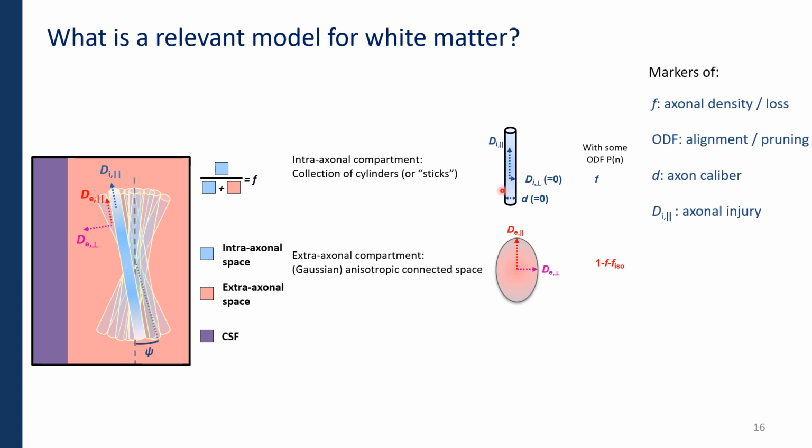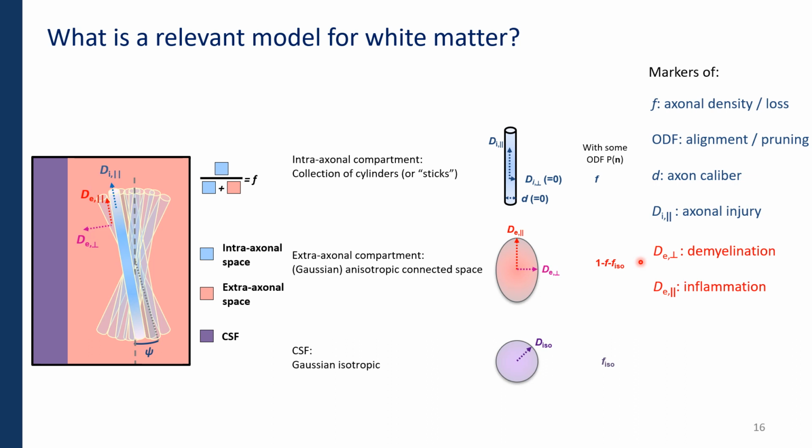Then we have water in the extra-axonal compartment that is usually modeled as an anisotropic connected space. So in axons, we have restricted diffusion. In the extra-axonal space, we have hindered diffusion because the space is connected, so there is no hard boundary. And this is characterized by two diffusivities, radially and parallelly to the axon bundle, and of course a relative water fraction as well. The extra-axonal radial diffusivity is typically a very good marker for demyelination and the parallel one rather for inflammation.